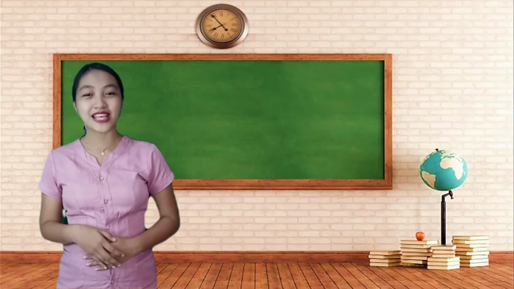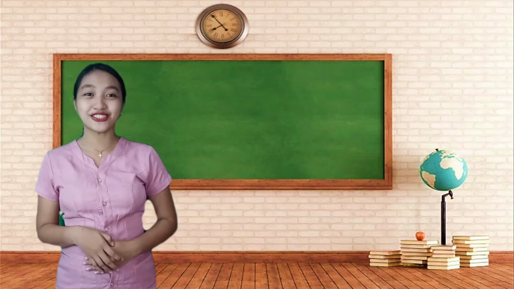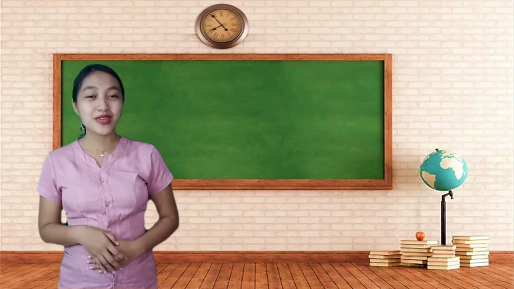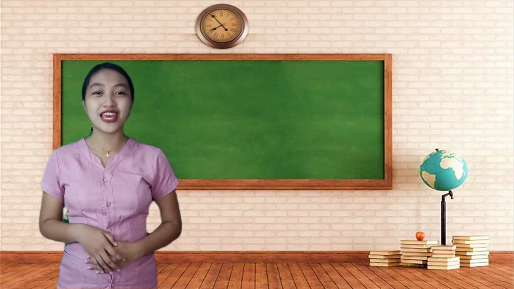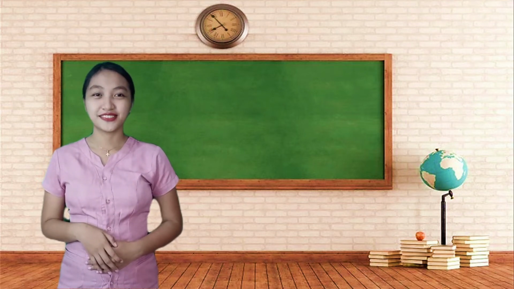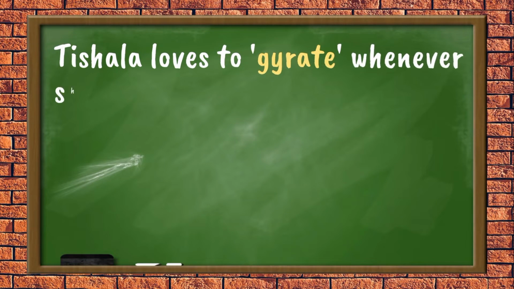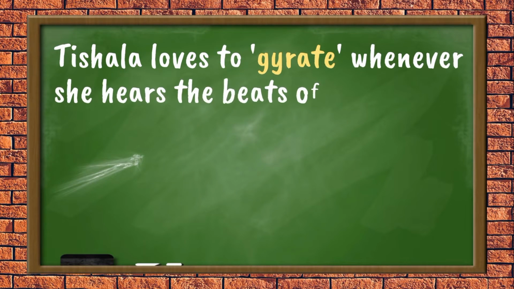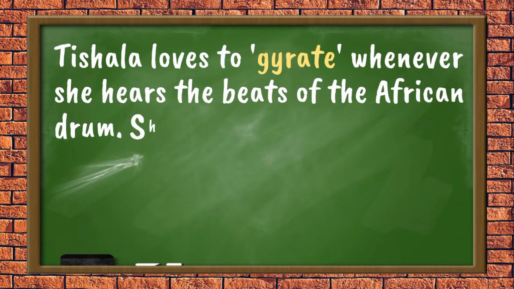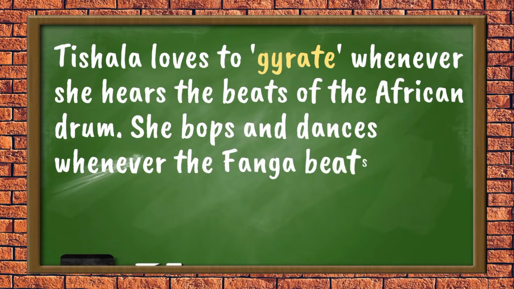I will give you an example of a synonym clue. I hope you are paying attention. Let us try to make use of the synonym clue together. The statement is, Tishala loves to gyrate whenever she hears the beats of the African drum. She bops and dances whenever the fanga beats are played by her brother.